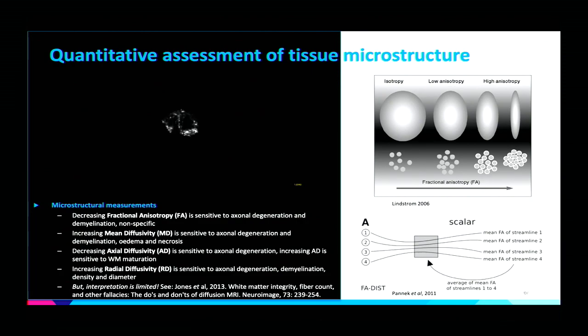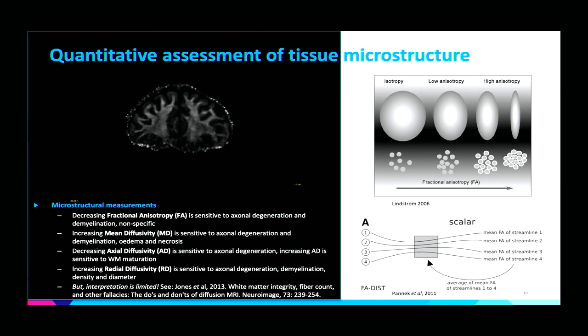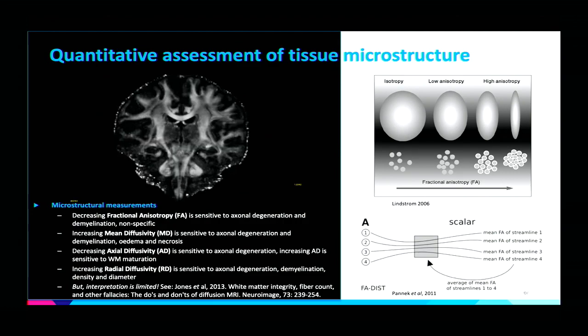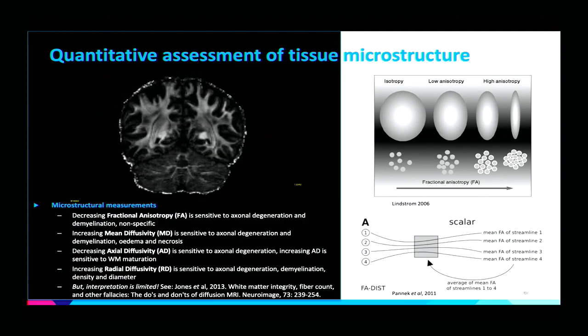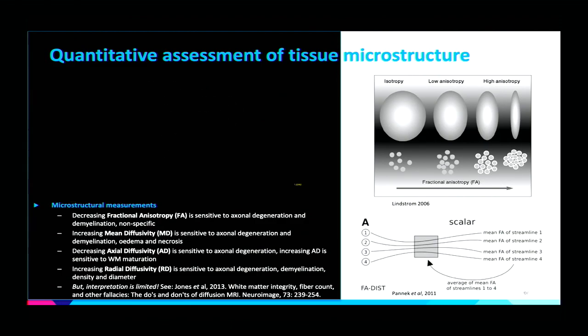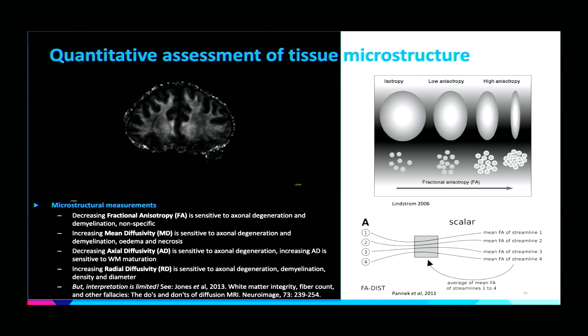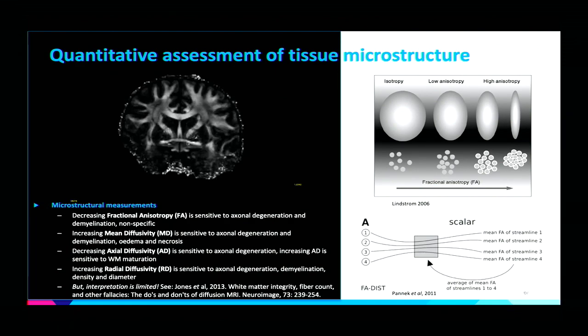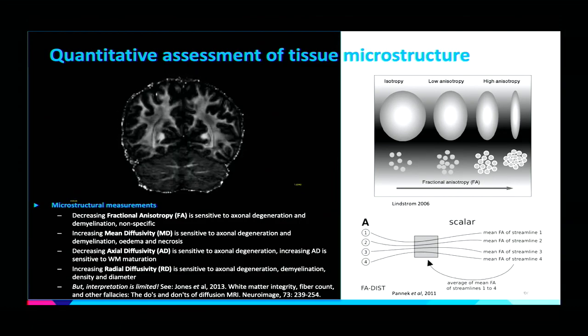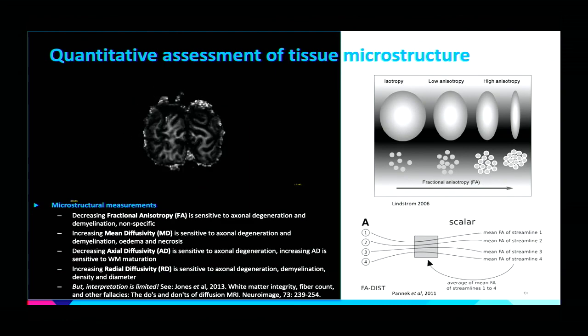So once we have produced the tractograms, we can then use the microstructure scans to do a quantitative assessment of the tissue. And this is a fractional anisotropy map. And one of the things we can do with this is we can also get the mean diffusivity, the axial diffusivity, and the radial diffusivity. And these are all slightly different measurements which can tell us things about the integrity of the tissue.